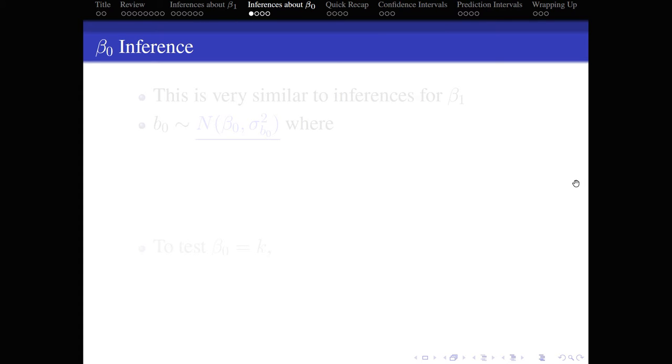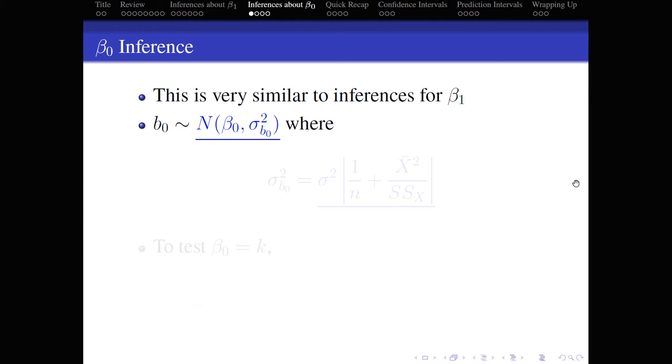In this video, we'll continue our discussion on inference in simple linear regression by talking about how we construct hypothesis tests and confidence intervals to make inferences about the population intercept. Now, the population intercept inferences are going to be very similar to inferences on the population slope. So the sample statistic is going to be distributed normally. It's going to be unbiased. That is, the mean is going to be the population parameter of beta 0.